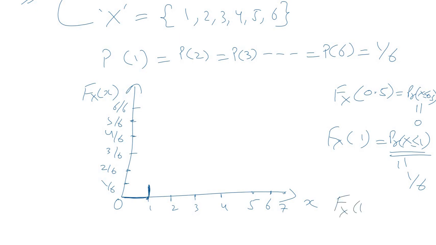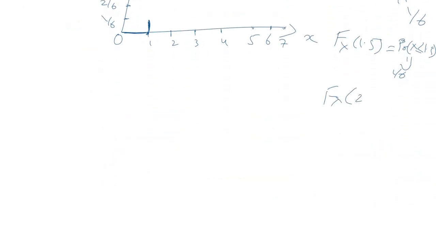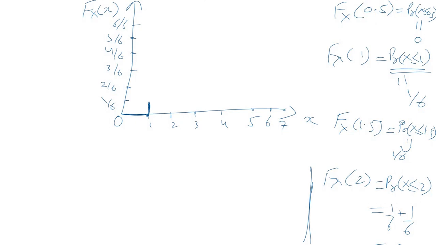Similarly, what will be F_X(1.5)? It is the probability X less than or equal to 1.5, which is again 1 by 6. And if you look at the CDF at 2, it is the probability X less than or equal to 2, that is 1 by 6 plus 1 by 6, which is 2 by 6. Simple probability concepts, nothing else. So from 1 to 2 the CDF remains 1 by 6, and at 2 it becomes 2 by 6, and the same holds for the other points.